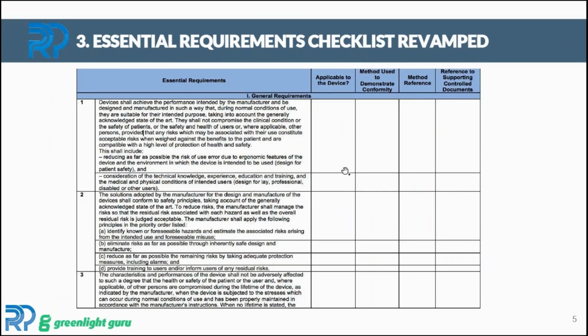All right. The essential requirements checklist is now being revamped as we talked about. I'm just going to pull my notes. There we go. Into the safety and performance requirements, every single one of those defined in Annex 1. You can go take a look at them. There are 23 specific ones that you'll now need to address.